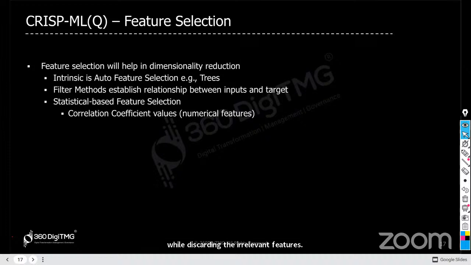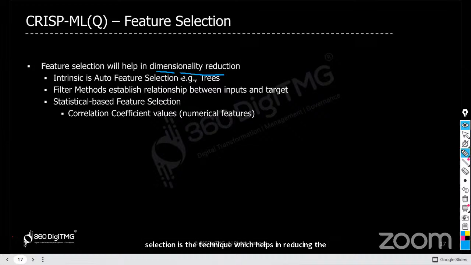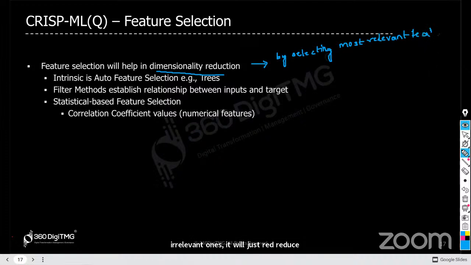So there are different types of feature selection methods present. The first of all is intrinsic feature selection. What is it? So first of all, what is feature selection? Feature selection is the technique which helps in dimensionality reduction of data set. How? By selecting most relevant features or columns. By selecting most relevant features and by discarding the irrelevant ones, it will just reduce the dimensionality in the data set. Okay, so what are the different methods present? So the first one that we have is intrinsic feature selection.